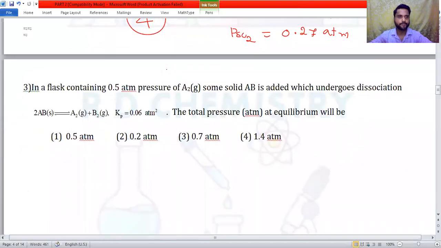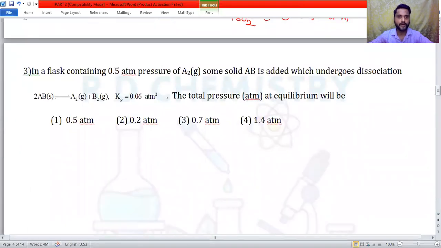Question number 3. In a flask containing 0.5 atmosphere pressure of A2, some solid AB is added which undergoes dissociation to give the equation. Kp is given. The total pressure in atmosphere at equilibrium will be equal to? So we have A2 to begin with, only A2, which is a gas, and its pressure has been mentioned as 0.5 atmosphere. Now to this gas they are adding solid AB.